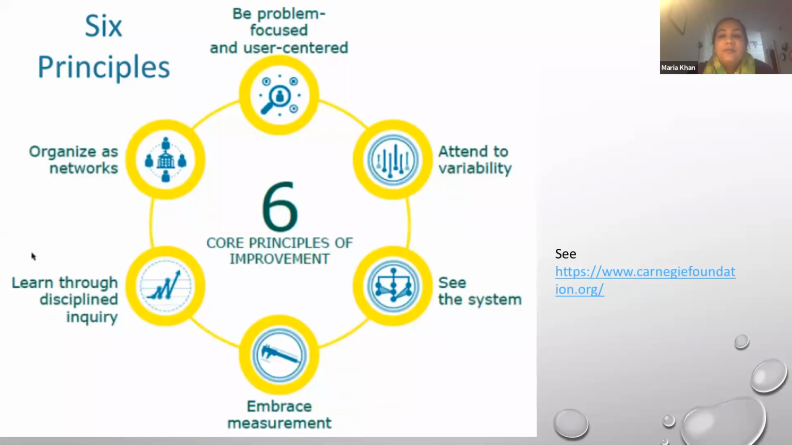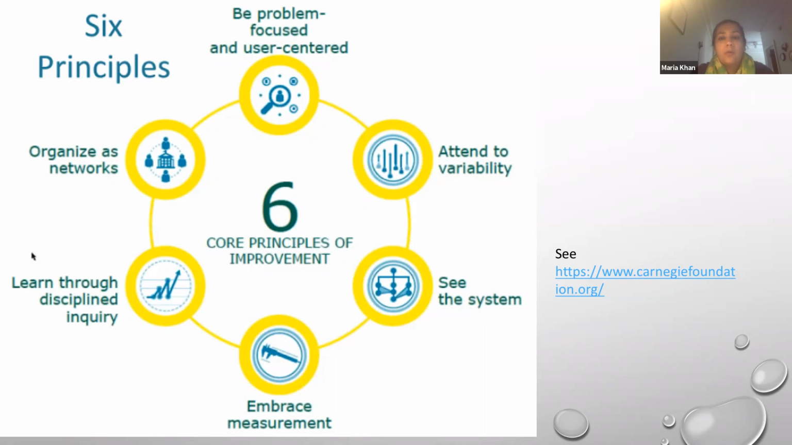Thank you, Jenna. So improvement science is actually not new. It has been used in public health for a number of years before it started getting popular in education circles. There are 6 main principles of improvement science, and these are from Carnegie Foundation, whose work has been monumental.